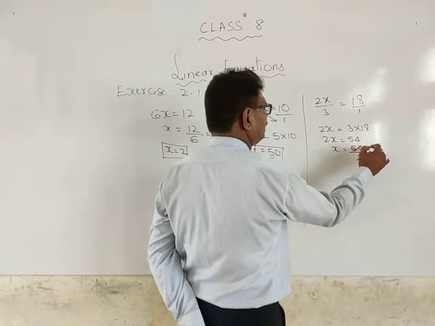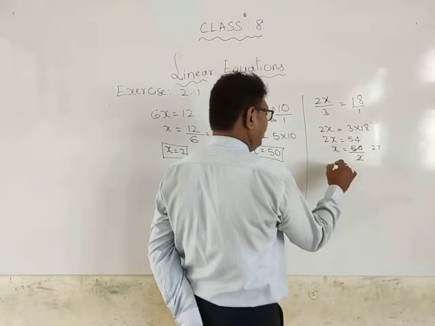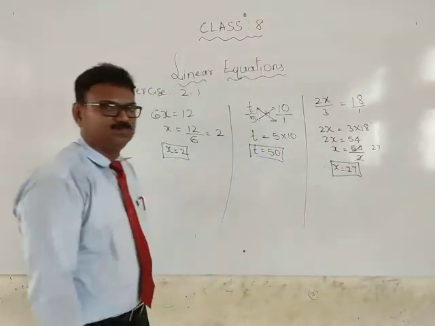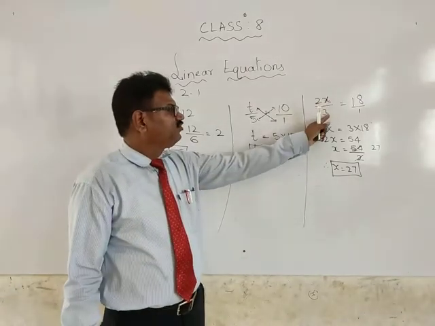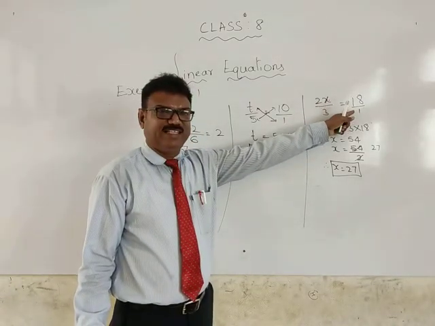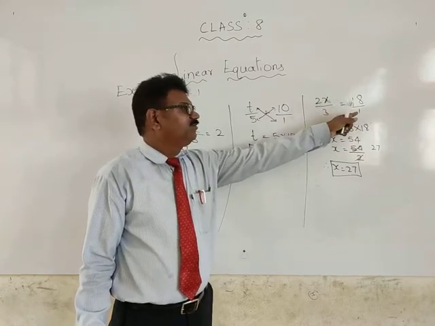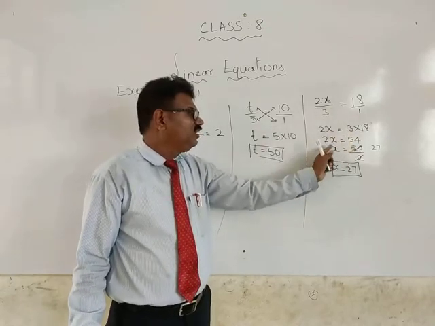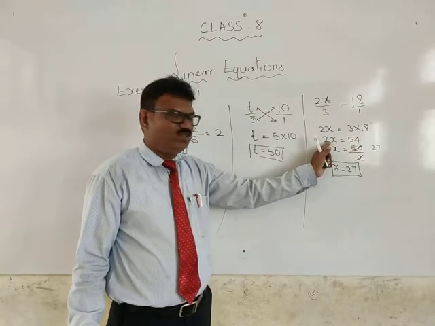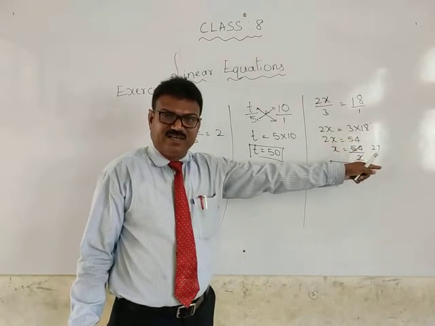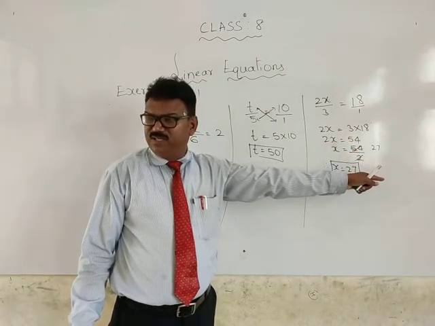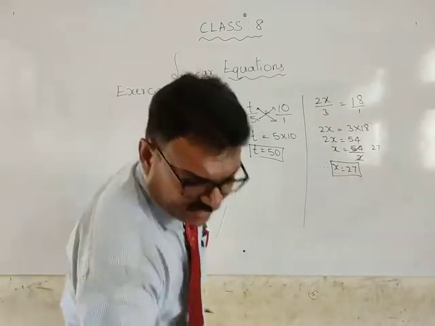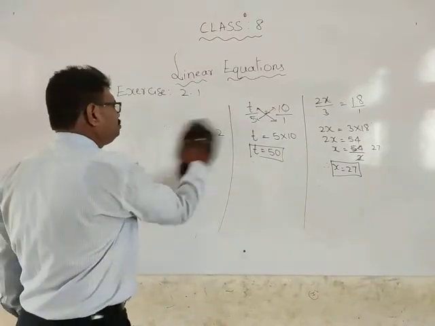2 ones are 2, 2 twos are 4, 2 sevens are 14. Therefore, x is equal to 27. Okay? So very simple. 2x by 3 equal to 18 by 1. 18 can be written as 18 by 1. Just cross multiplication. 2x into 1 is 2x and 3 into 18 is 54. If it comes to the right side, multiplication will become division. Did you understand? Therefore, x equal to how much? 27. Clear? Very good. Next question.